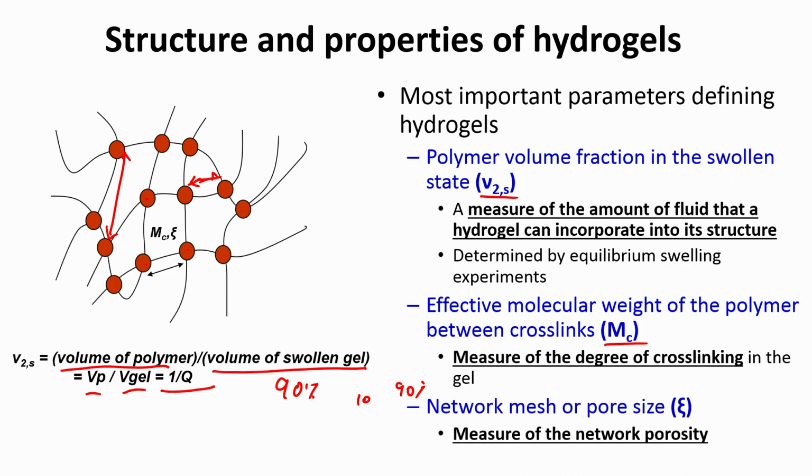And then you can have a network mesh or pore size. Very similar to MC, the effective cross linking, is essentially the pore size. So what diameter pore are we talking about, how can we define the distance between the different polymer chains? This is a measure of the network porosity.